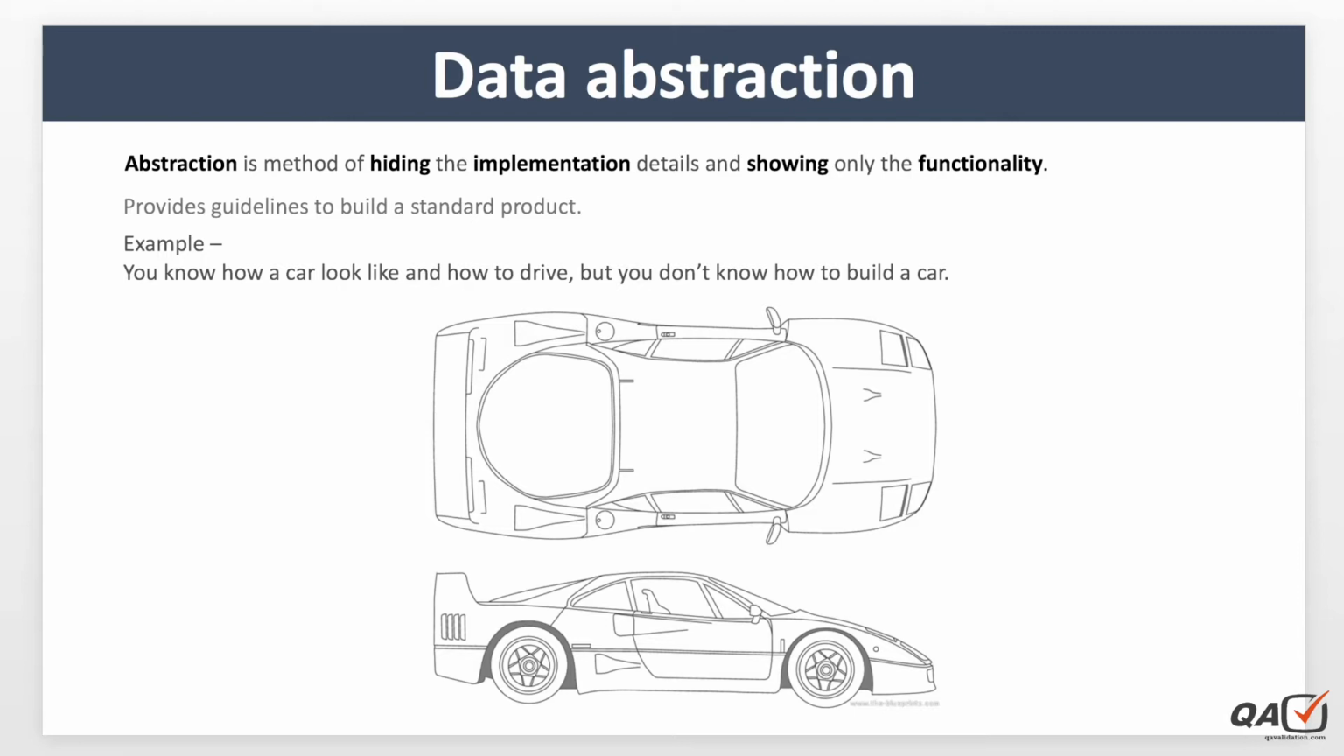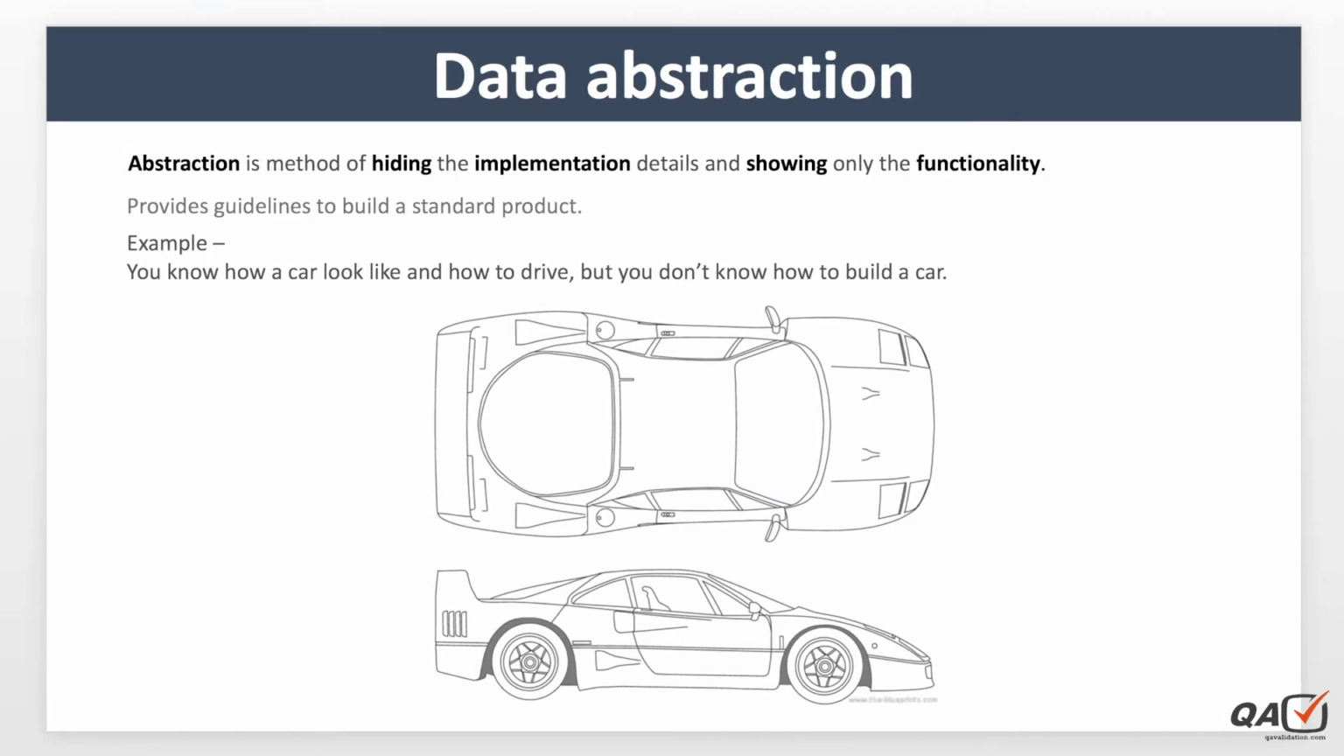So in this picture, or in this example, you know only how to drive a car and how the car actually looks and what all the behaviors are. Like you can open the car, you can sit on the seat, and the wheels will rotate once you start the vehicle. So these are the functionalities. You know the functionality, but you don't know how they are implemented. Okay, so that is nothing but your abstraction.